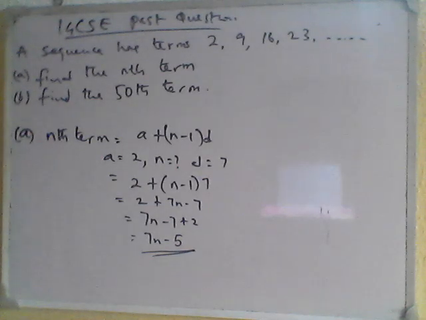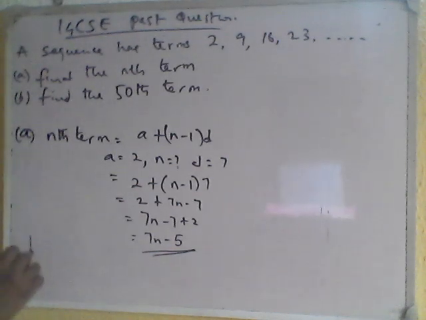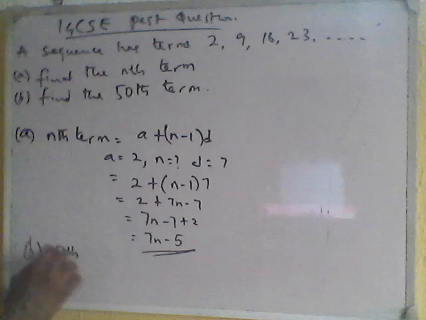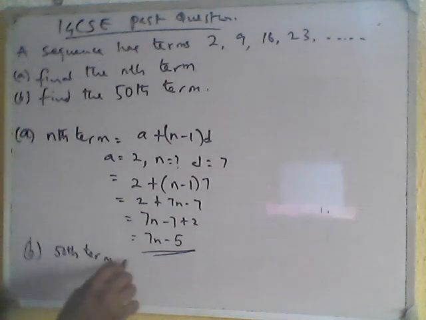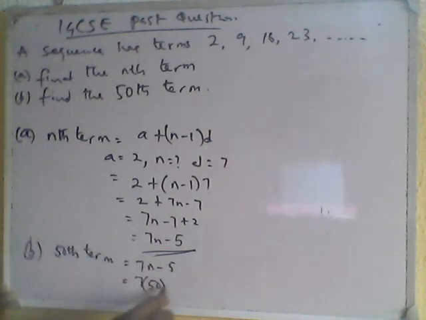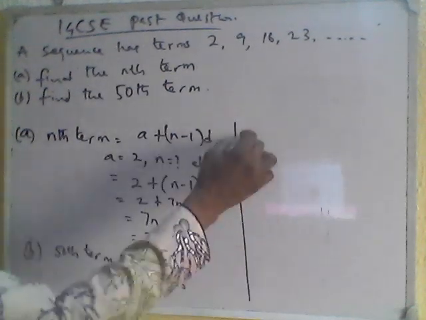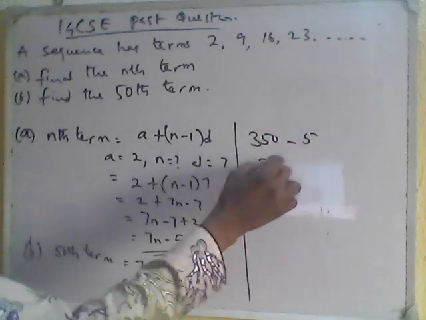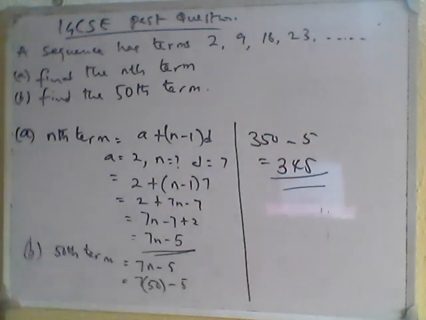So therefore the 50th term will now be, you put 50 where you have n. So this is the nth term, 7n minus 5 is equal to 7 where I put 50, minus 5. So 7 times 50 will give us 350. 350 minus 5 will give us 345. So 345 is the 50th term of this series.